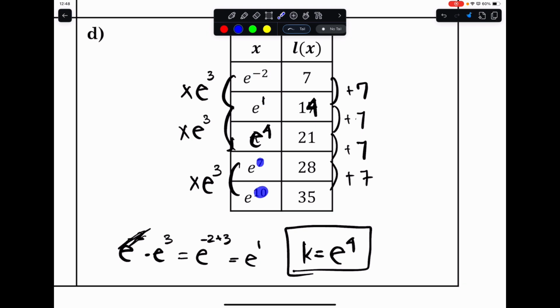7 to e to the 10th. We have to multiply the same base of e and increase the 7 by 3 to get to 10.